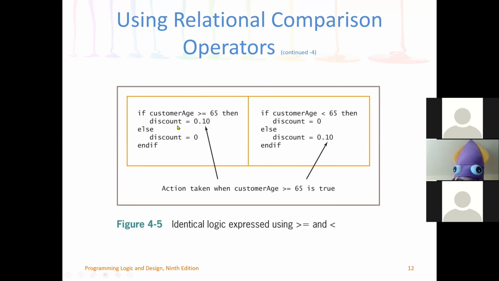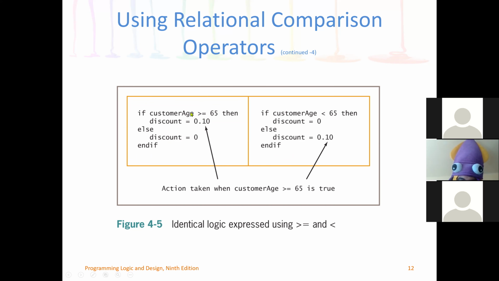So this is a good example here. Again, this is not a programming language, just the structure of it we are discussing. So this is more or less like English. Here we say if customer age is greater than or equal to 65, if this condition is true, then we give a discount of 10%, which is 0.10. Else we don't give any discount, so we assign discount to 0. If you are less than 65, you are not a senior citizen.